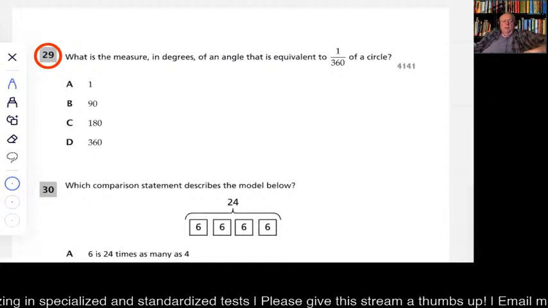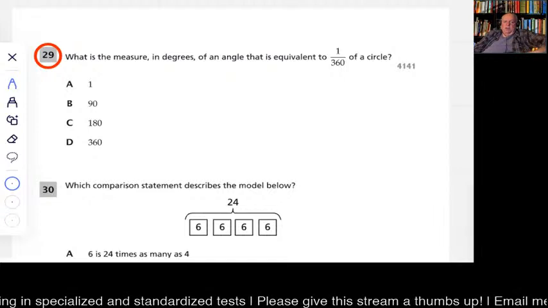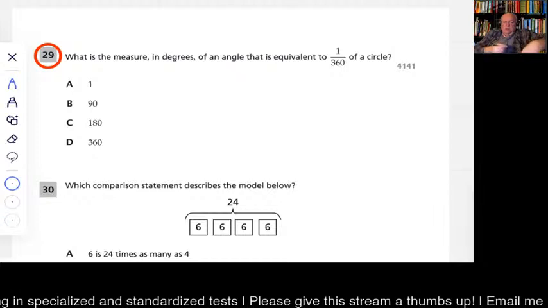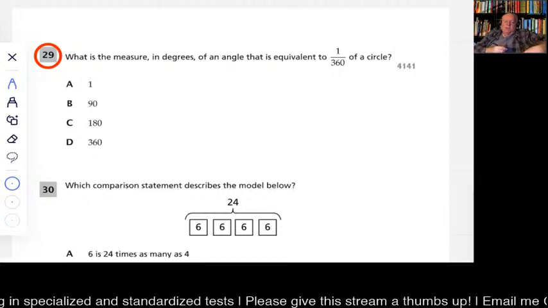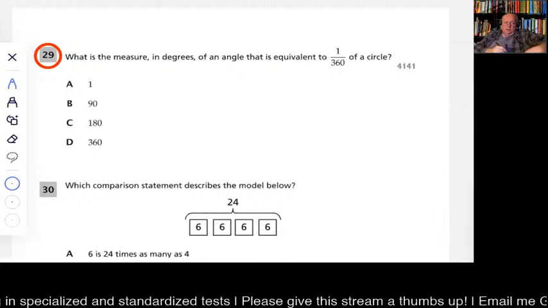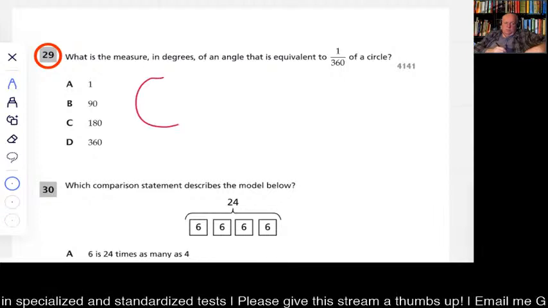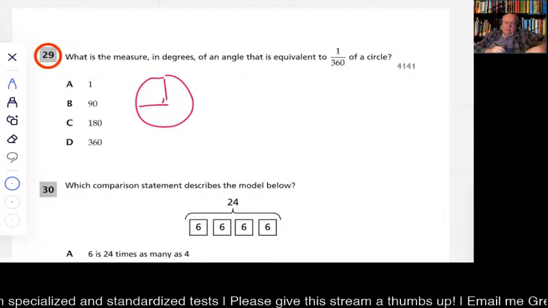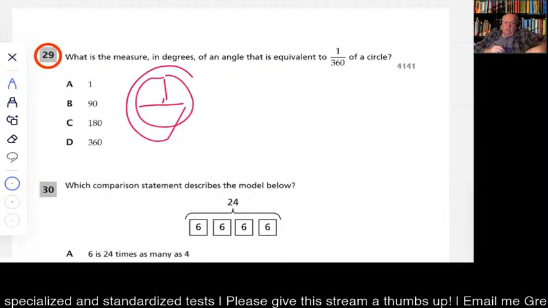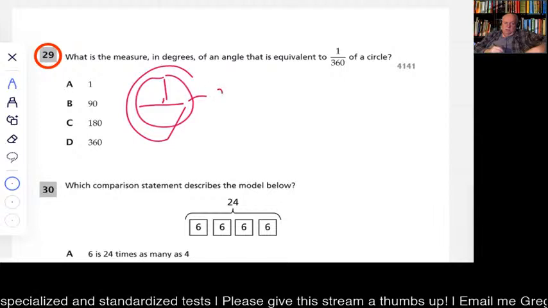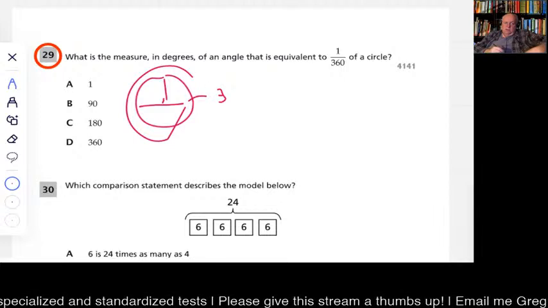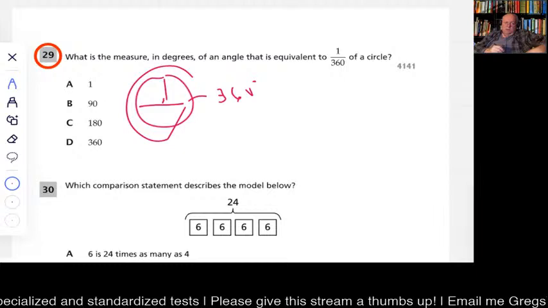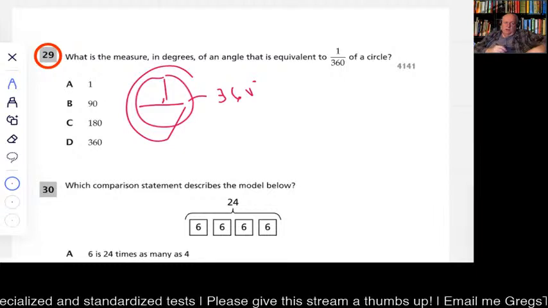Okay, what is the measure in degrees of an angle that is equivalent to 1/360th of a circle? So this is a geometry question dealing with some of the facts of your circles. So if we were to draw a circle, okay, let's say that's the center. That might be a radius. This might be a diameter. That's the circumference around it. Okay, we all know or should know that a circle is 360 degrees, right? So what is the measure in degrees of an angle that is equivalent to 1/360 of a circle?